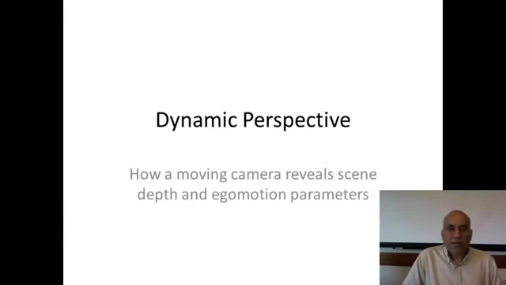Hello, welcome to the class again, and finally we'll start to see some vision applications of all the math that we studied on rotations and translations. So in this lecture we're going to study dynamic perspective. The question is, what happens when a camera moves? A moving camera gives us a lot more information than a static camera. It gives us information about depth in the scene, and it reveals what the so-called ego motion is. Ego means I, so therefore ego motion means the movement of the camera. So let's proceed.